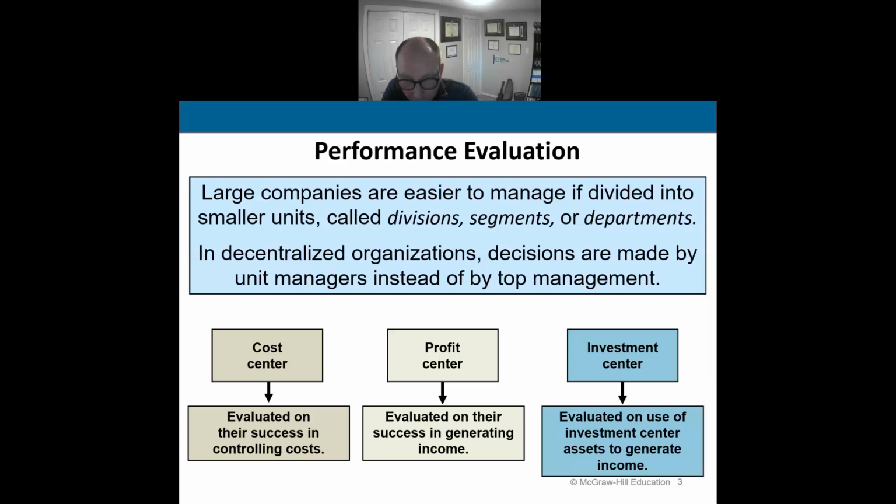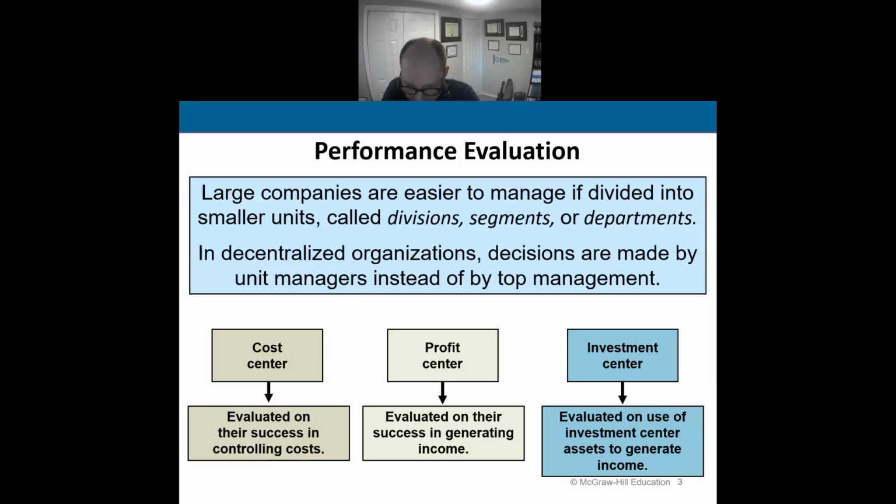How do they do that? They sell rooms. They sell room nights. They sell event space. They sell banquets. They sell whatever. You see where I'm going with this. The sales department is considered to be a profit center because their task is to help the hotel to generate income. So, if it helps to generate income, it's called a profit center. If it helps to control costs, it's called a cost center.